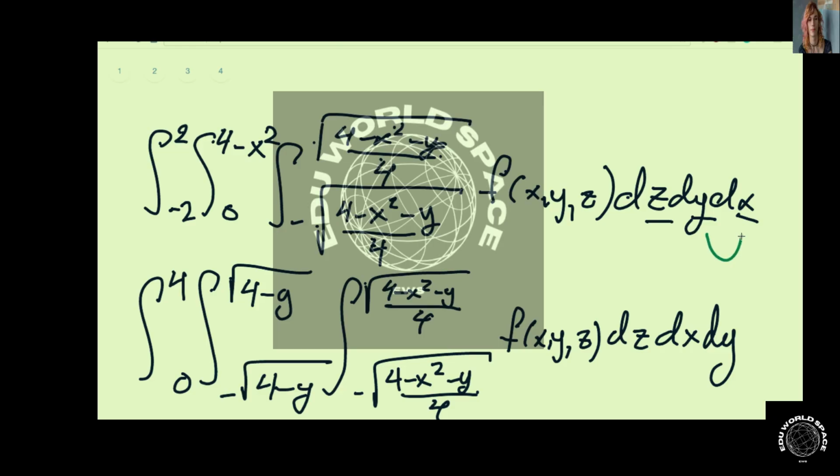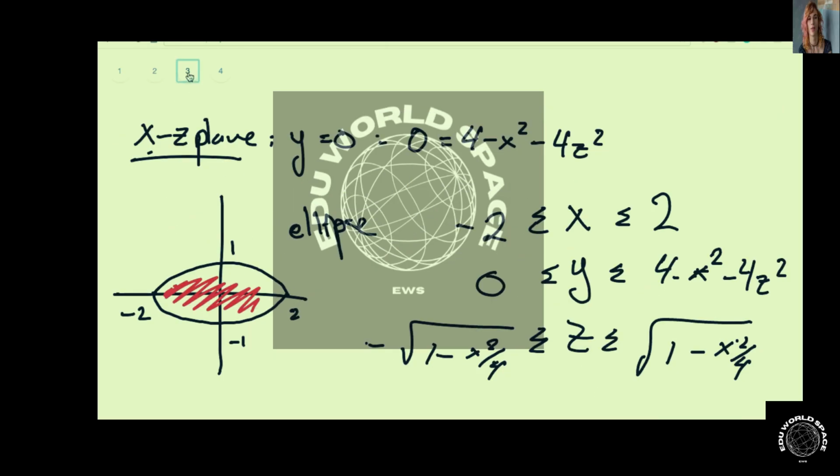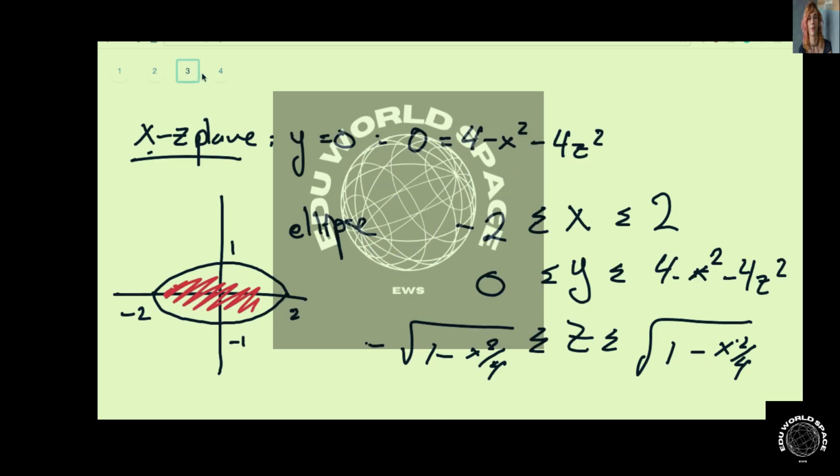But what if we switch these two? What if we do dx, then dy? Well, we're going to have to switch these two integrals, and we're going to look at this region not as region 1, but as region 2. Okay, so that's what's going on there. And then this guy here is still the same. Okay, so there's the first two.